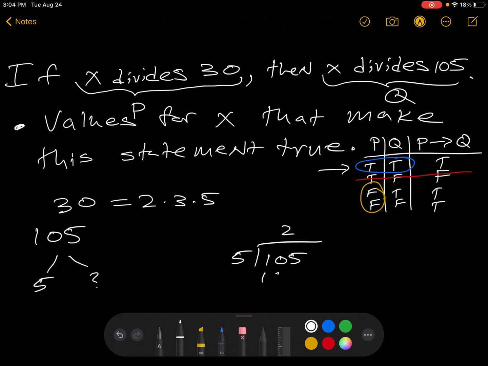Let's see, 2 times, you get 10, you subtract, bring down the 5. You can see that it's 21. And 21 is 3 and 7. So 105 is 3 times 5 times 7.